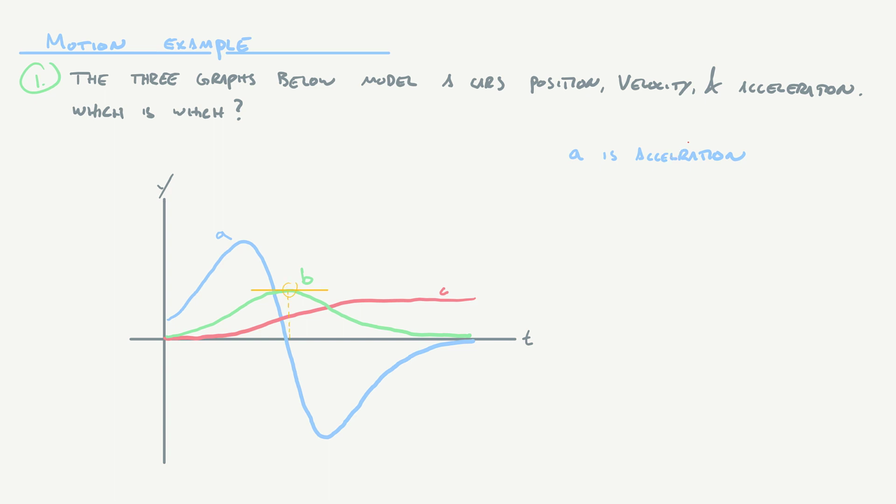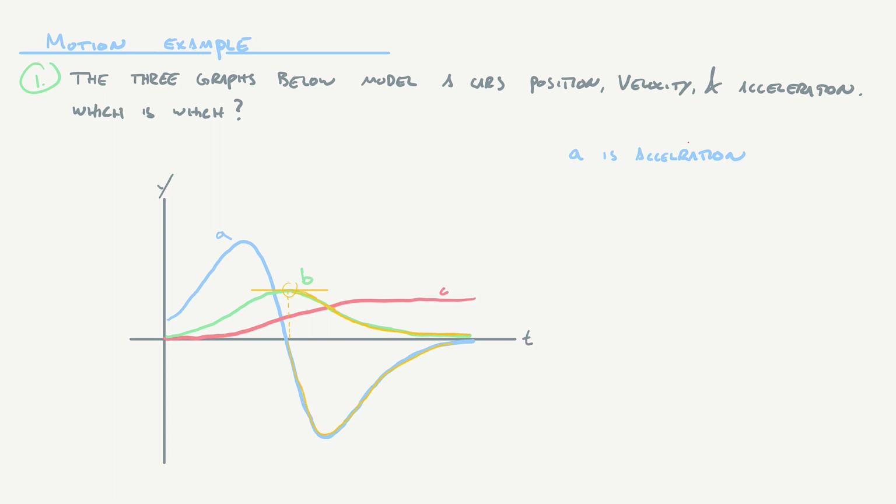The next thing I look at is, well, is there a function that models the slope of b? We already know a is modeling the slope of one of these two things. Is it b or is it c? Well, it looks like c never has a slope of 0, but b does. And it's exactly where a intersects the x-axis. So I'm pretty confident in saying at this point that b is going to be the velocity.